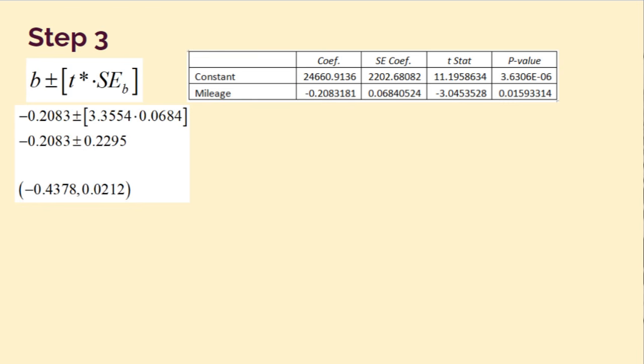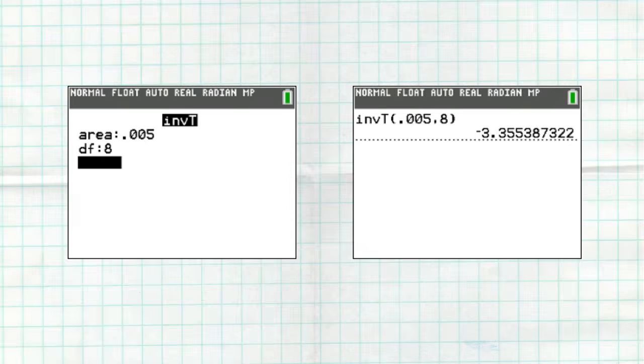Now the first thing we need is our t star. So we're going to go ahead and use invT on our TI-84 calculator. When we're 99% confident in the middle, that means 1% is left out. That's going to be 0.5% at the bottom and 0.5% at the top. And the area invT looks for is the area at the bottom. So that's going to be 0.005 for our 0.5% at the bottom. And then how many degrees of freedom do we have? Well, it said that she had 10 cars, so we have 8 degrees of freedom. And that is where I got the 3.3554 from.